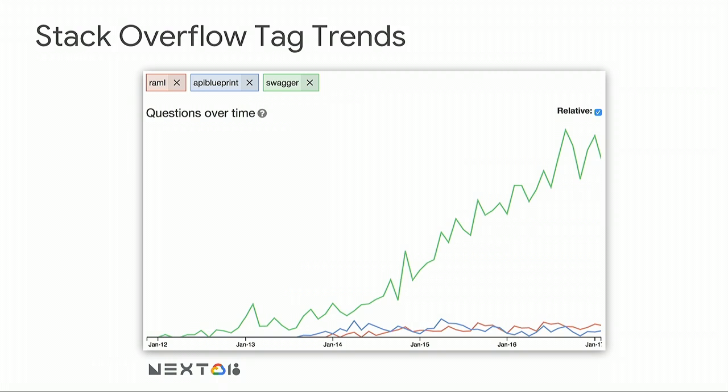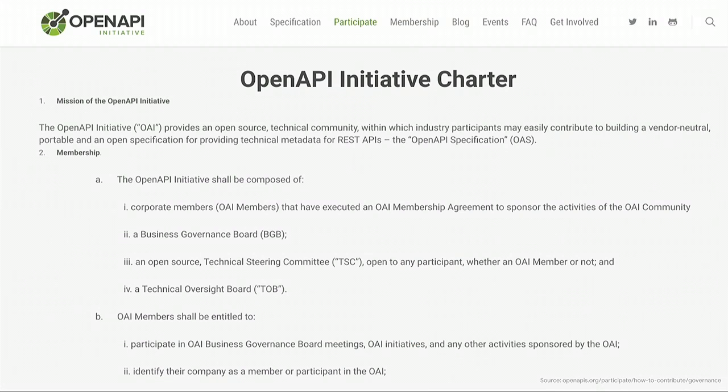This is why you can see in 2014, when we started the working group, that's when interest began to really take off. And it continued to accelerate as we added the neutral governance model around all of this. It's like the world was waiting for this. And I stopped tracking these numbers. This is the Stack Overflow tag trends for the various formats as of 2017. And OpenAPI just continued to accelerate. And part of that is because of this governance model.